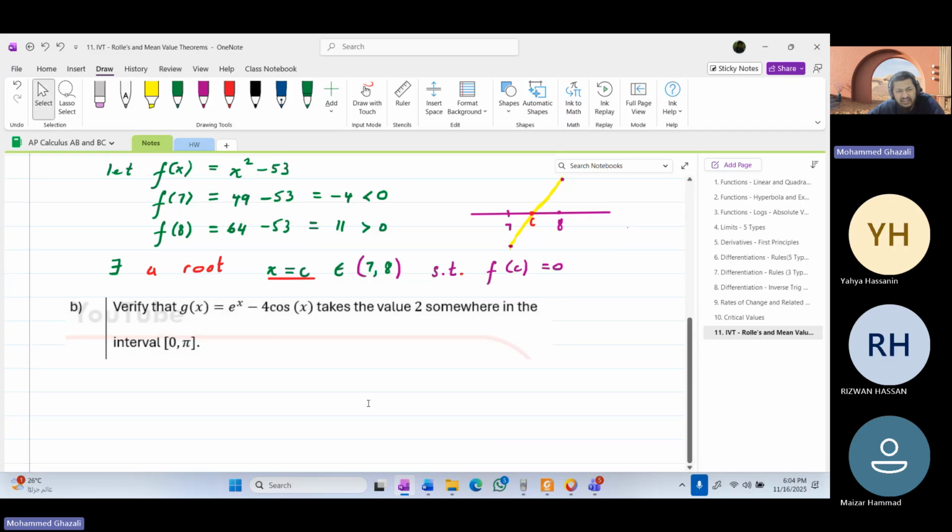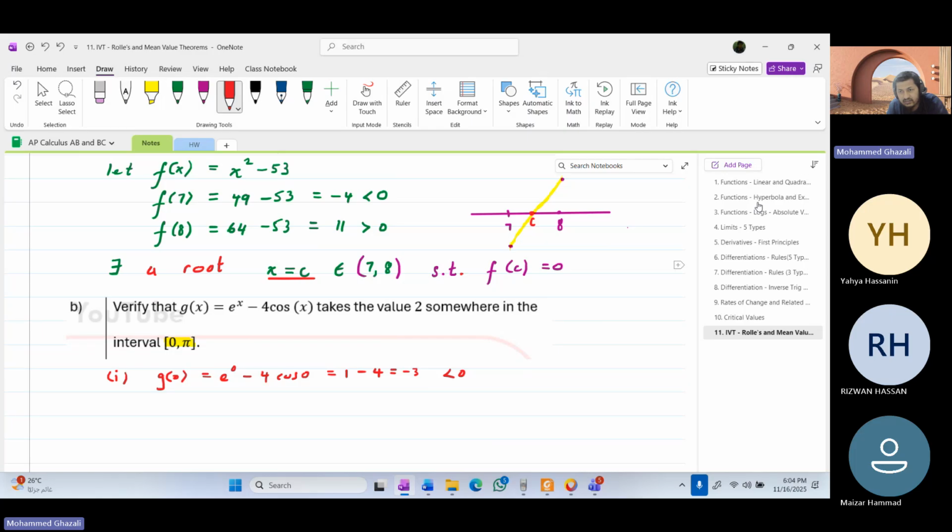What does it say? Verify that g of x takes the value 2 somewhere in the interval. So easy. They gave us the interval already. There's nothing to think about. It's a no-brainer. So you're going to substitute 0 inside here. So the first part, you're going to say g of 0. What is g of 0? e to the power 0 minus 4 cos 0. e to the power 0 is 1, minus 4, which is equal to -3. That's easy. And -3 is already less than 0.